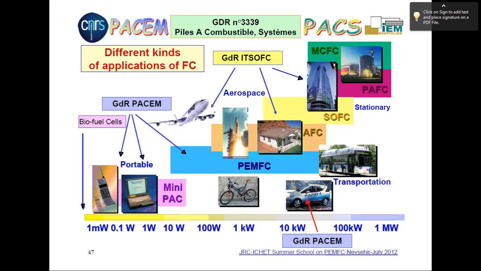CNRS is our National Research Center, and some from the Atomic Energy Commission also. And we also include some industries now. We are trying to attract industry people like Air Liquide, or Areva. They are very active. Okay, so just to summarize, you can have this wide power range from a few milliwatts with biofuel cells to megawatts for stationary power. You have transportation, you have some bikes, you have aerospace, and you have portable electronics. Just to summarize.